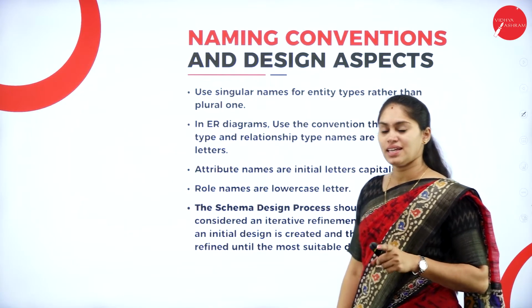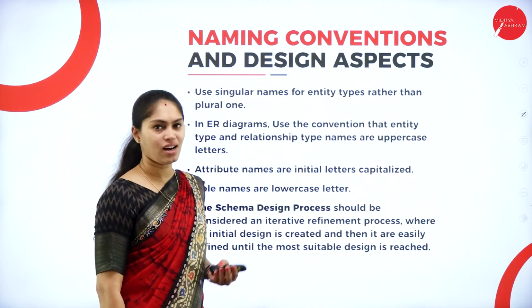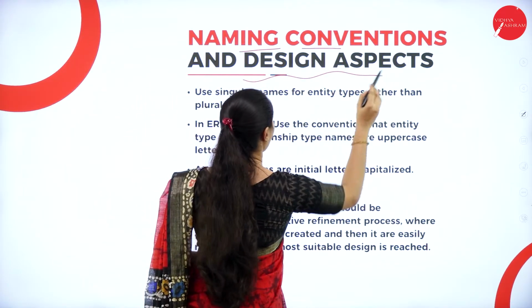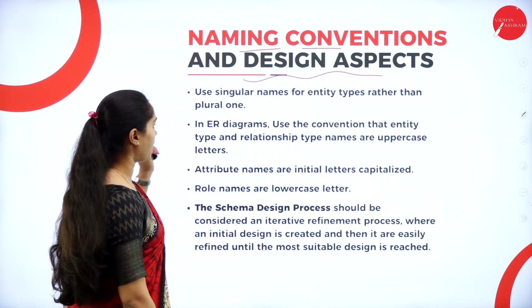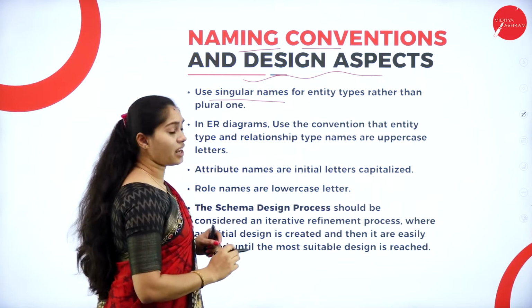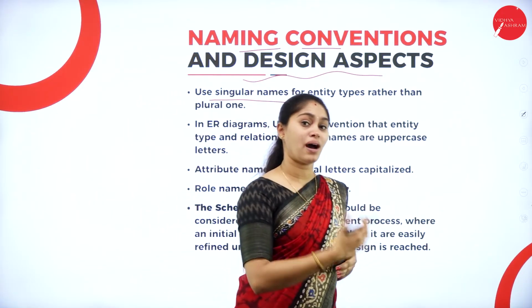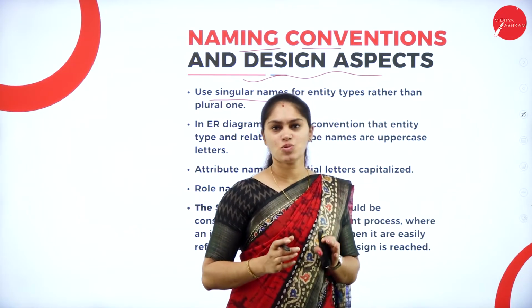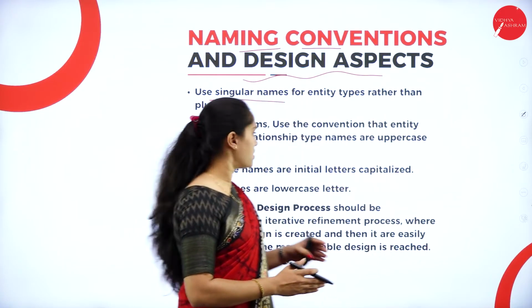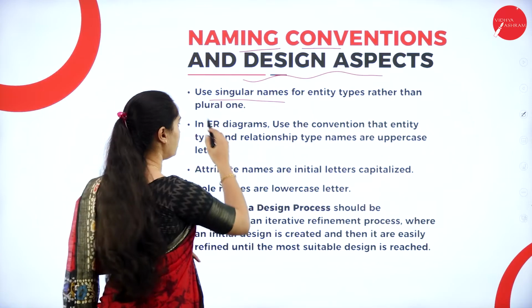Now we'll see how we have to give the name for the entity, attribute or relationship. That is regarding naming conventions and design aspects. When it comes to the naming conventions, it is necessary to use singular names for entity types. I can't use teachers or departments. Instead of that, I just need to take only teacher as well as department. You have to use singular names for the entity types rather than plural ones.